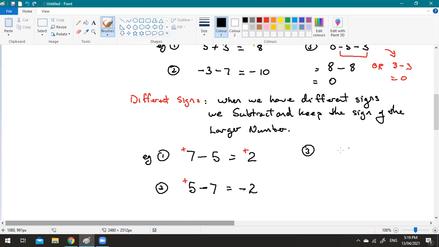What about -7 add 12? We add, but the sign is different. So we subtract. 12 take away 7 is 5. And keep the sign of the larger number, which is positive.